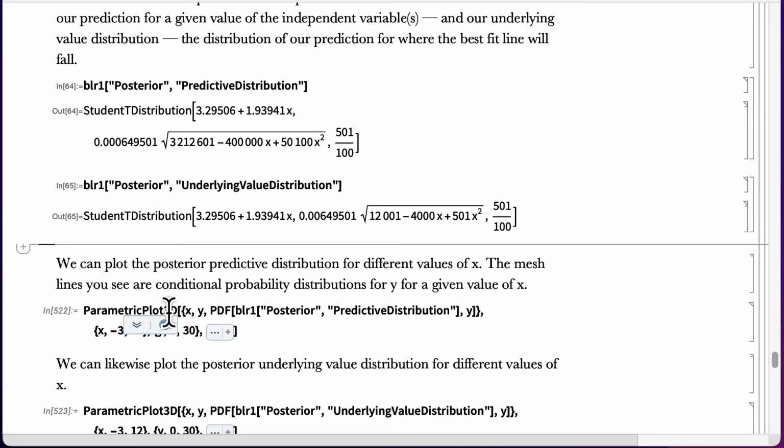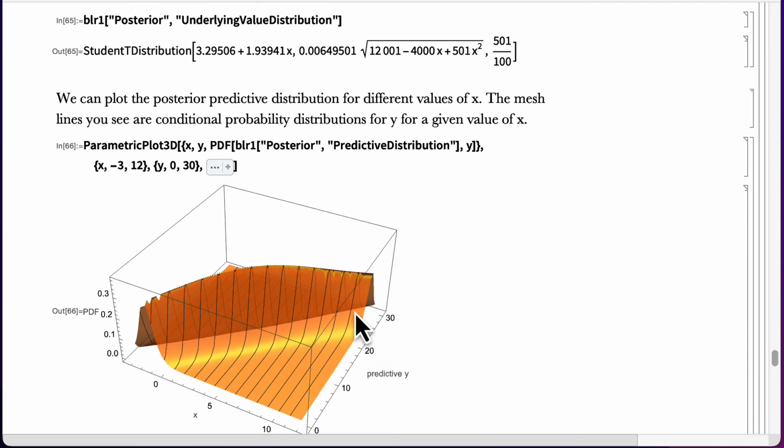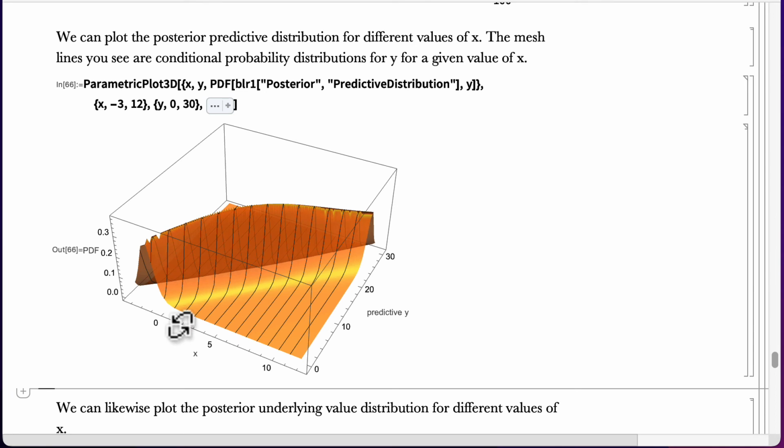I'm going to use a plotting command I probably haven't shown you very much, ParametricPlot3D. The idea is you let x run from, in this case, -3 to 12. You let the y value run from 0 to 30, and then the z value, the height, is the PDF of the predictive distribution. I think once I show this to you, the light will go on. There. Isn't that pretty? I made the surface translucent so you could see what was going on behind. So for different x values, these are the PDFs of where you think the y value will fall. And you can see this ridge line of maximum probability.